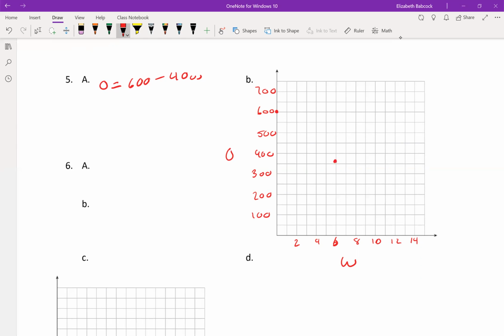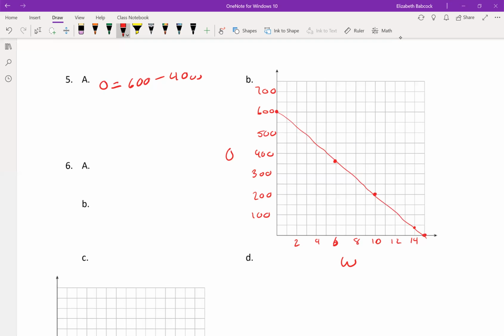360. Okay, what about 10? We should be at 200. That's an easy number. And what about 14? 14, we're at 40. That means 15, we're at 0. Okay, so connect them with a line to the best of your abilities using your ruler. Make sure they're in the right spot. If one doesn't line up, something went wrong. Okay, so that's number 5.